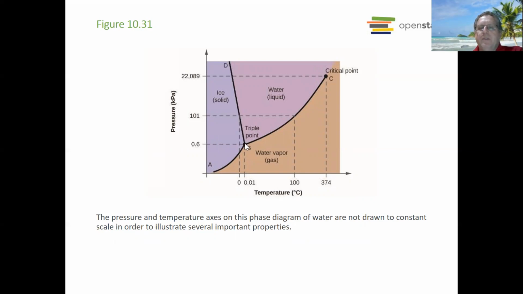Some other points of interest, there is a point at which all three phases of matter exist. This is called the triple point. The temperature above which you cannot exist as a liquid is the critical point. And we have a number of other bits of information. For example, here is standard pressure. So we have the normal melting point and the normal boiling point.